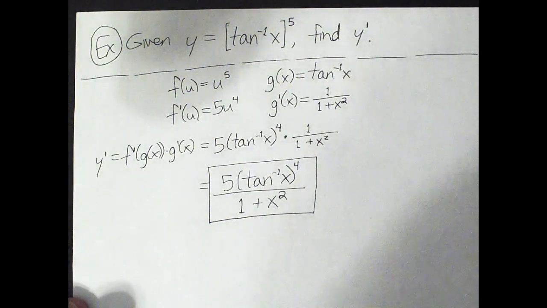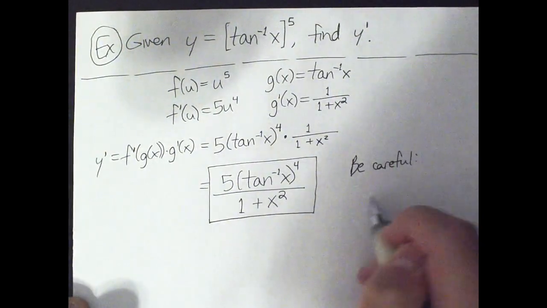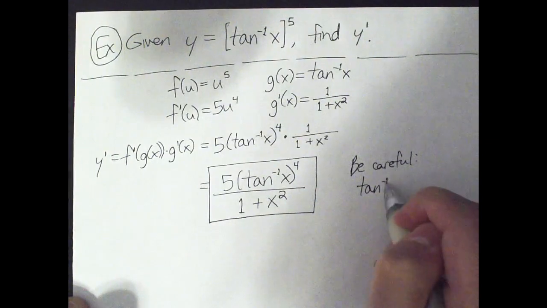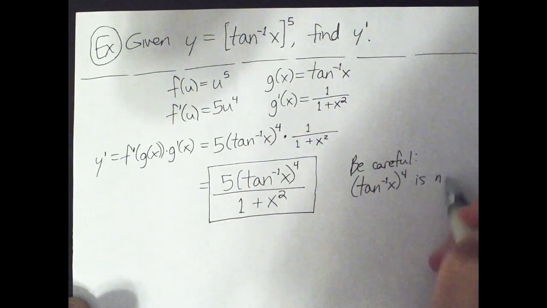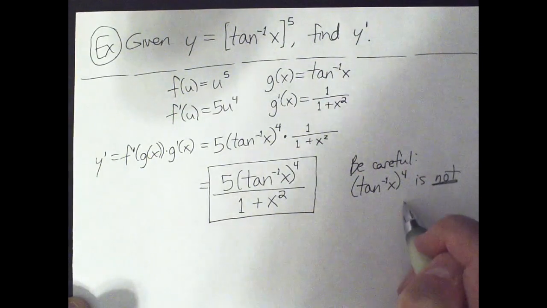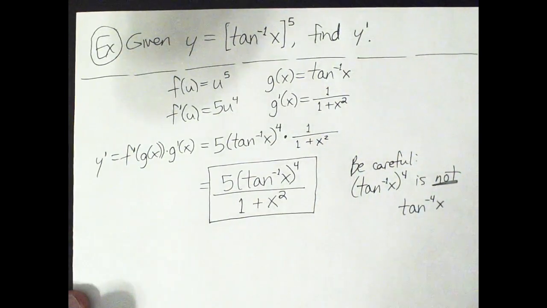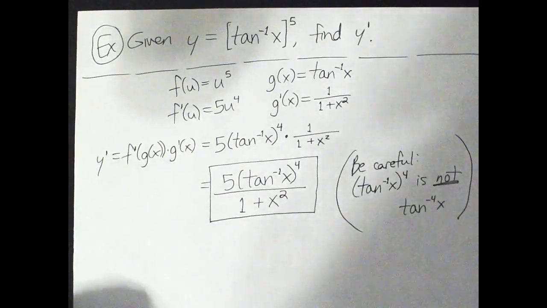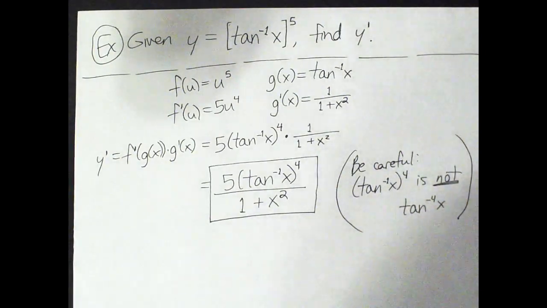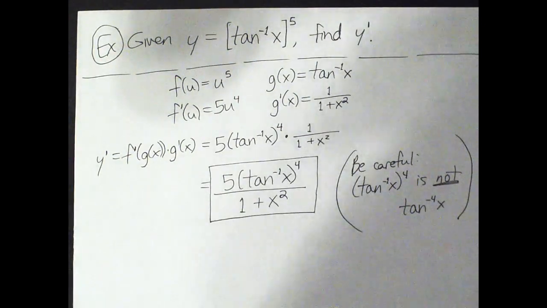I guess I should tell you off to the side. So this is the answer, but just be careful. Inverse tangent of x to the fourth is not this. I'll put that in parentheses. Sometimes you could try to simplify too far and make mistakes in simplifying. The way that I put a box around it, I would just leave it like that. We can't really simplify any further.